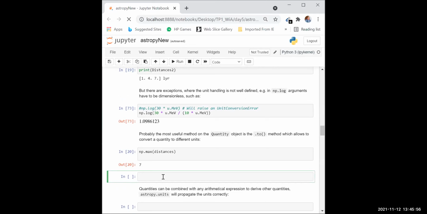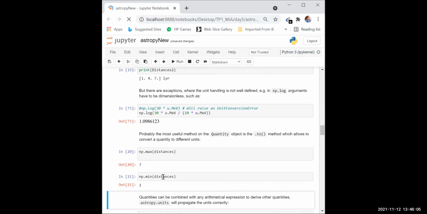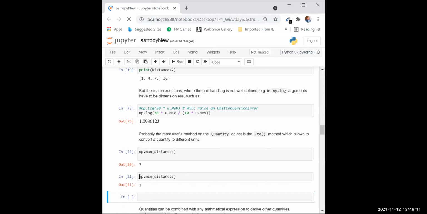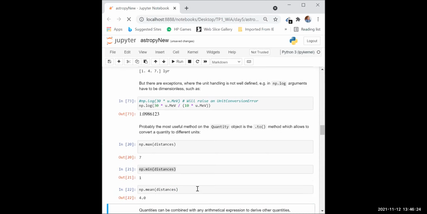And similarly, if you say min of distances, you will get 1 there. And similarly, you can say mean of it. I want to calculate the mean, and you get the average of that, right?